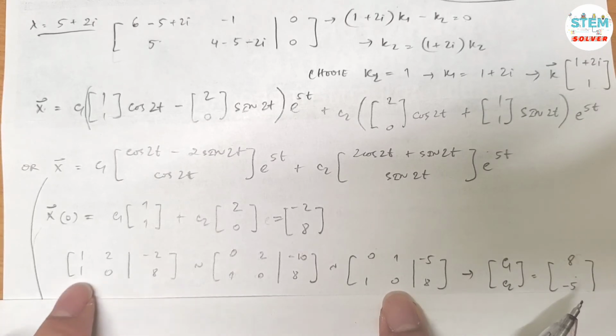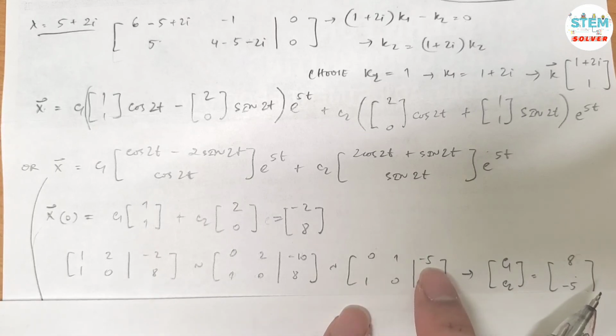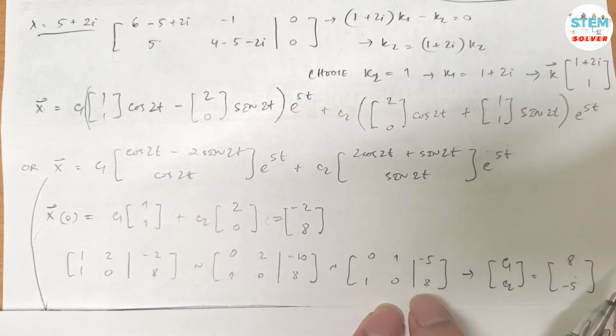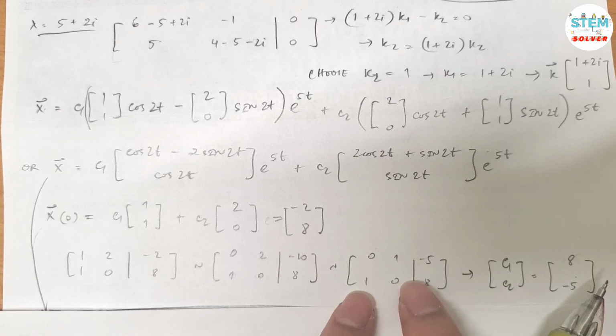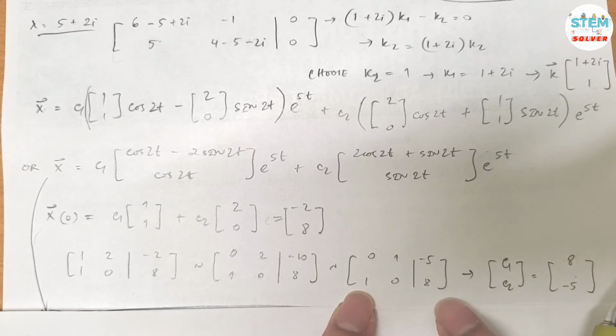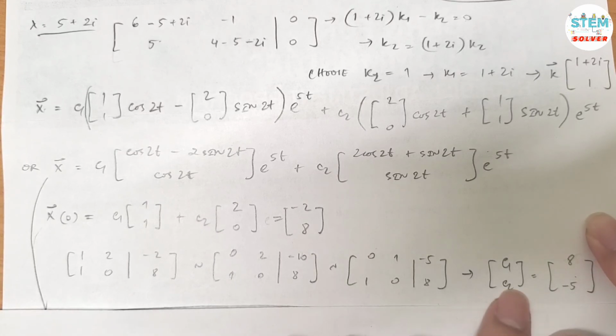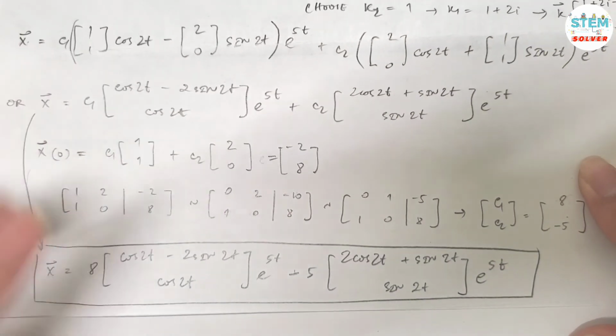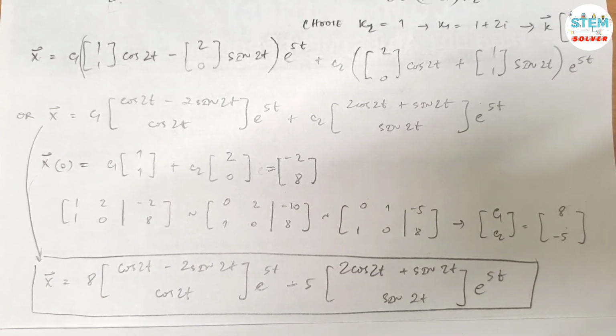If I reduce this down, I get c1 equals 8, c2 equals -5. Remember, the first column represents c1, the second column represents c2. Keep in mind that because I reduced this down to a diagonal line of 1s, I have to take a careful look at which one is c1 and which one is c2. You cannot assume that the top value is c1 and the bottom value is c2. It's not true. Once you figure out c1 and c2, just plug them back into this one. That gives you this answer, and it is your final answer.